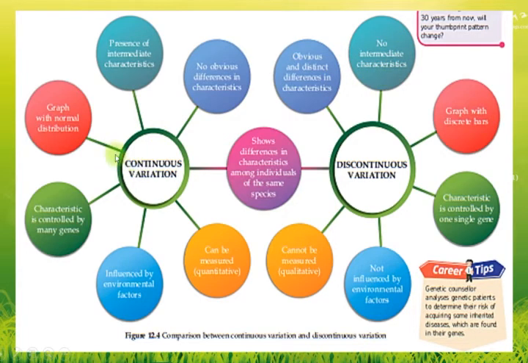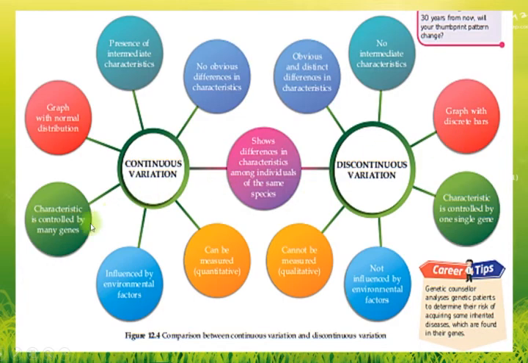Number 3, continuous variation gives a graph with normal distribution, the bell-shaped curve. For discontinuous variation, the graph has discrete or separate bars.